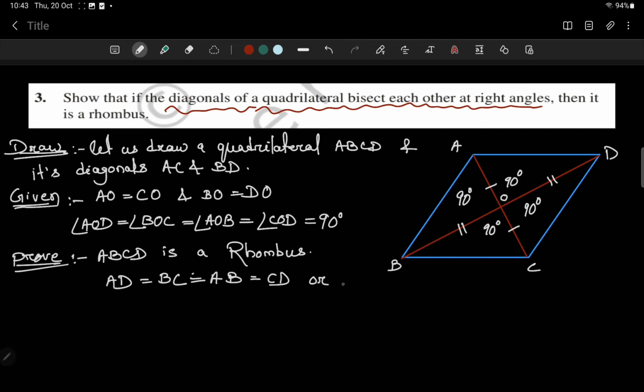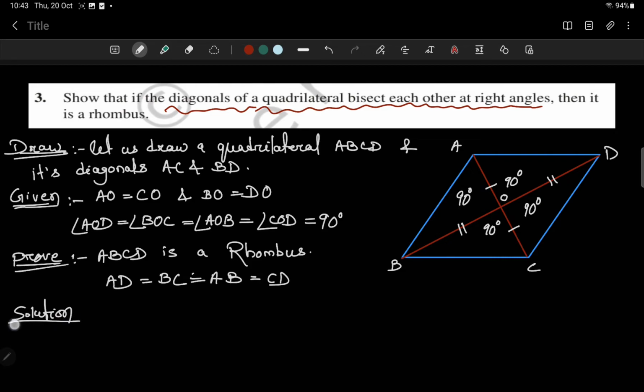Or you can prove that, no, it is already parallel na, AD and BC are already parallel, AB and CD are already parallel. You just have to prove that AD equals to BC and AB equals to CD. Okay, so now solution starts.